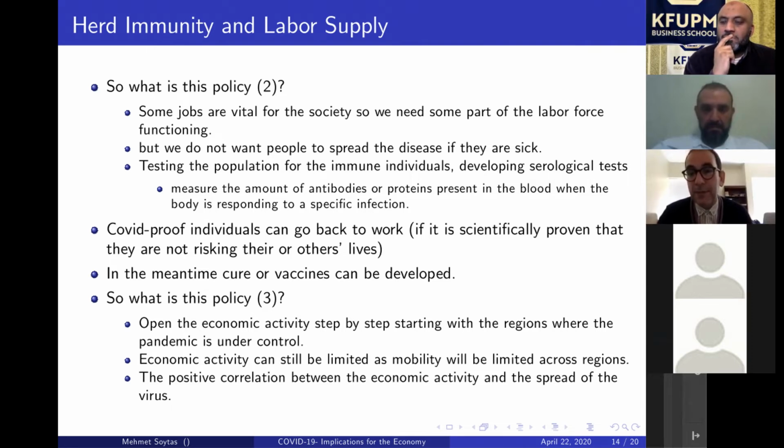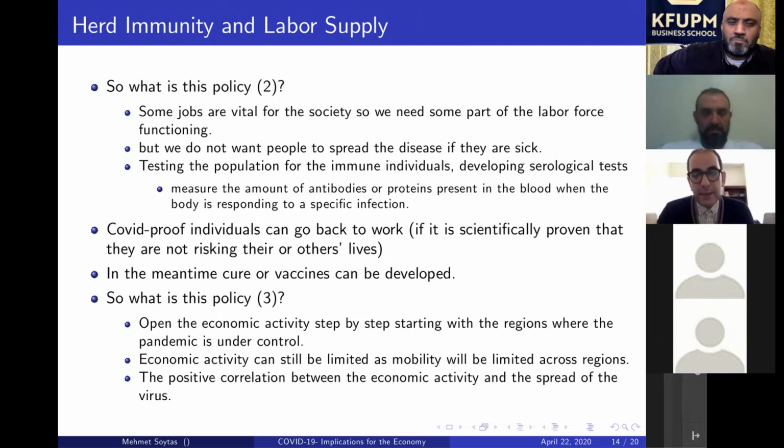Okay, and we might need this kind of policy if, as I said, the under control is not successful in the short run. Okay, and in the meantime, we will have some time to develop a cure, or have some vaccines developed, and then this immunity will be expanded to a larger share of the labor force or the population. Okay, that's one policy.